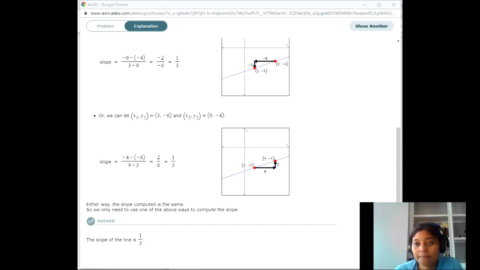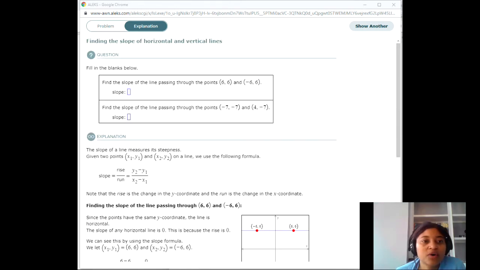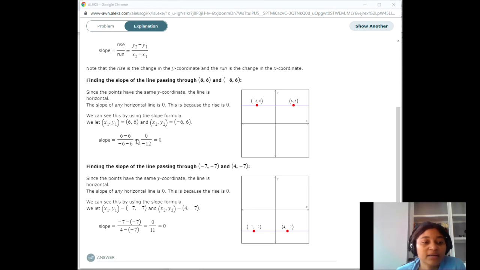Finding the slope of horizontal and vertical lines. You're going to work this problem out pretty much just like we just worked the previous problem out. You're going to have the slope, the rise and the run, with the rise being y, the run being x. And so you can see here with the first problem, you have 6 and 6. The x is 6 and y equals 6. And on the other set here, you have a -6 and a 6. They worked that problem out here for you for the slope and did the rise and the run. And so they got 0 over -12, which gives you a 0.